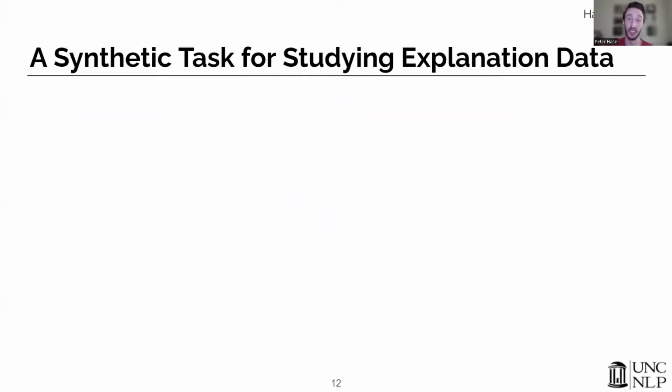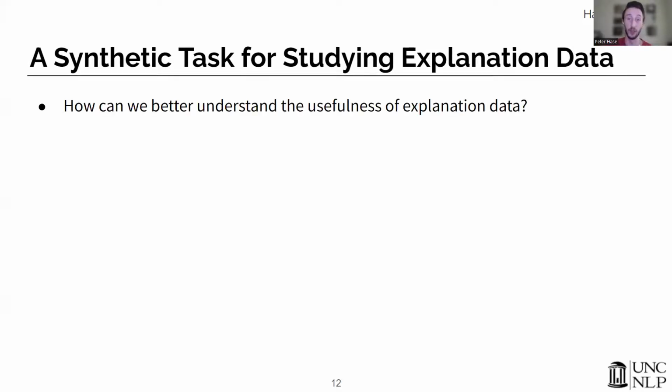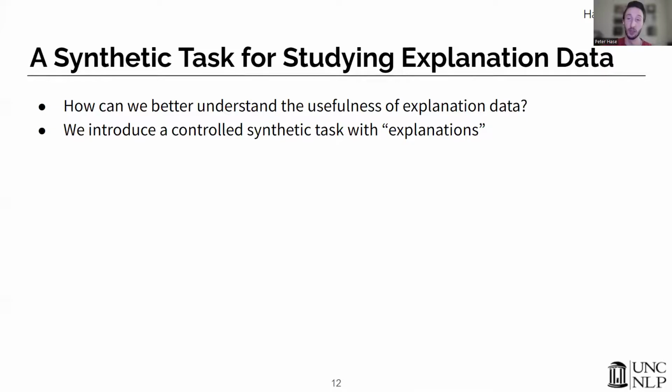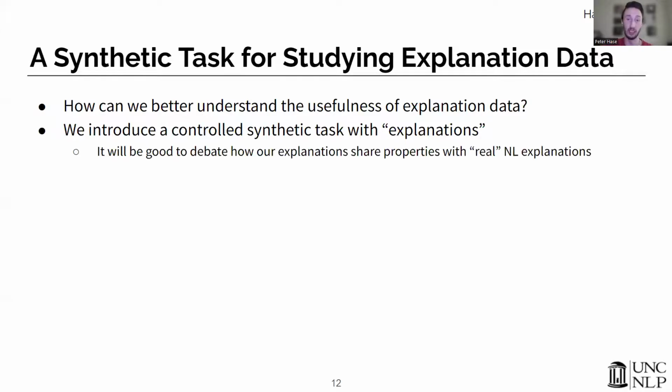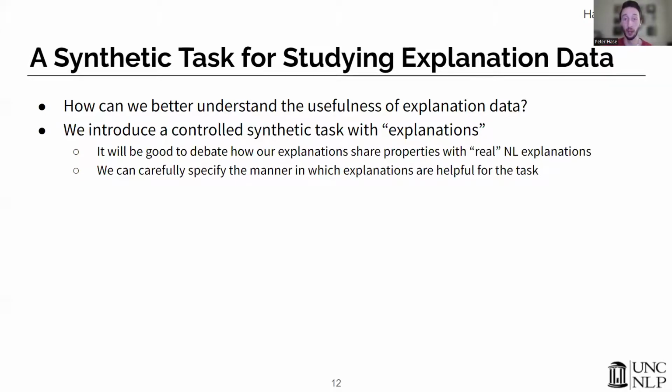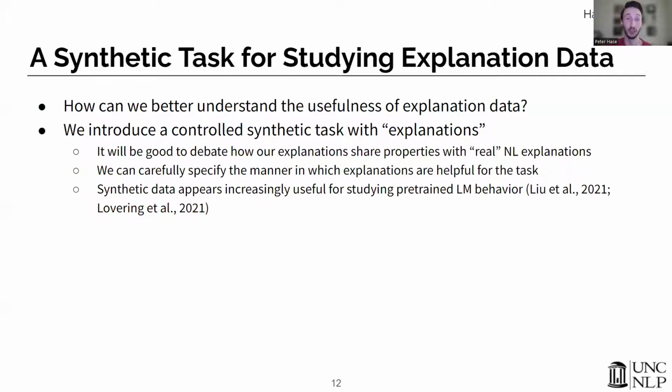Now we want to propose a synthetic task for studying explanation data. We think this will help us better understand the usefulness of explanation data. We introduce a task with explanations for each data point. We'll explain what the data looks like momentarily, but we want to say up front that it'll be good to debate how our synthetic explanations share properties with real explanations you might collect from people. One advantage of this approach is that we can carefully specify the manner in which explanations are helpful for the task. We're following a recent line of work that has made good use of synthetic data for studying model behavior, including for pre-trained language models.